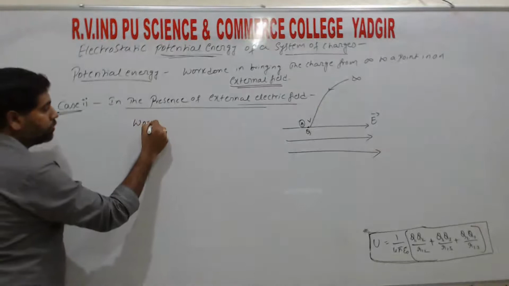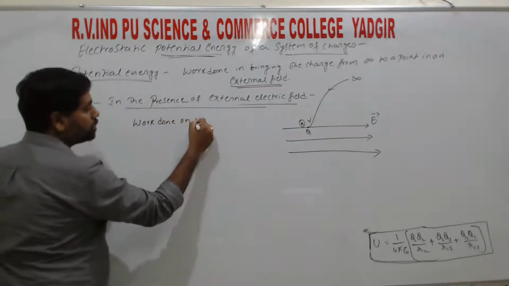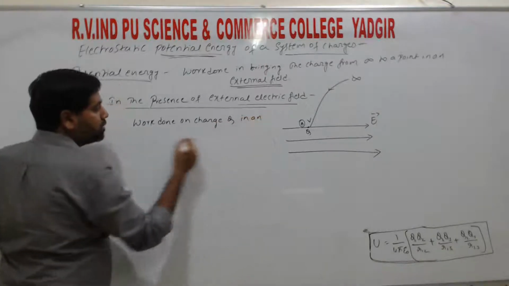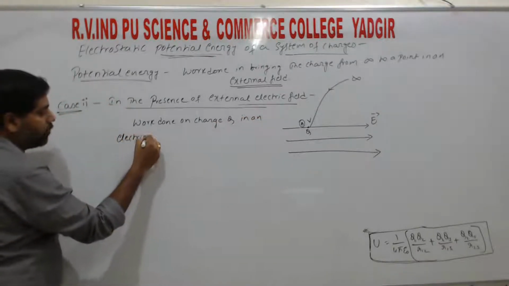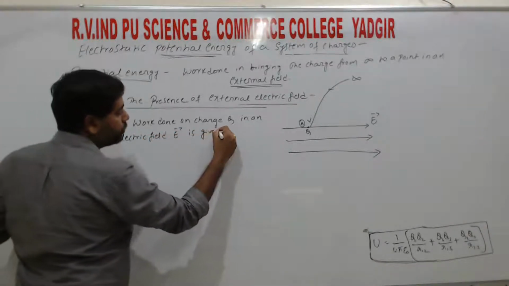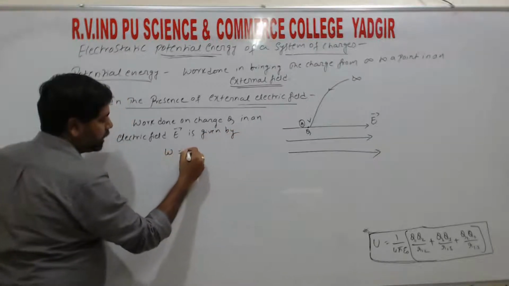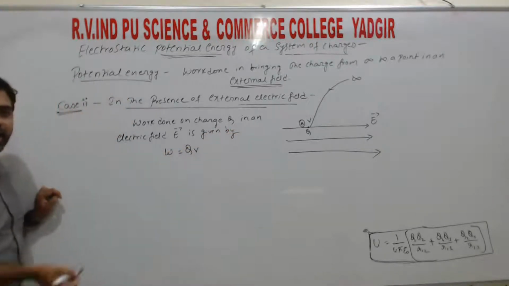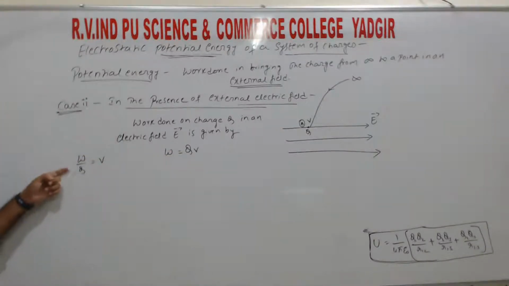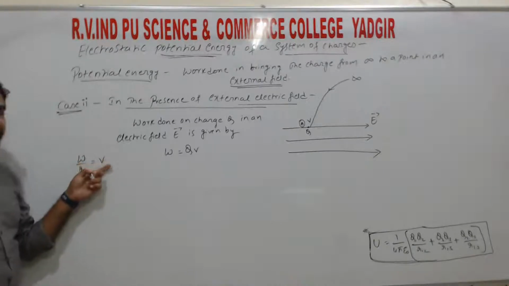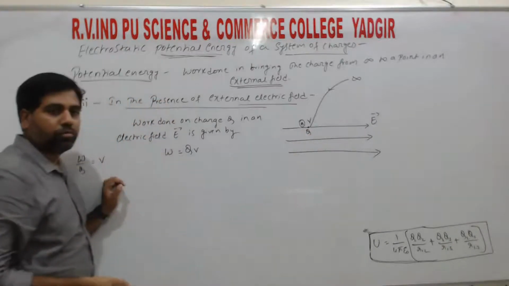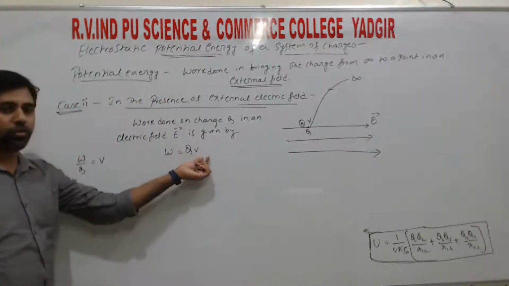So the work done on a charge Q in an electric field E is given by W is equal to Q into V. Again, this is by the relation W by Q is equal to V. Work done per unit charge is equal to the potential, right? So at this point we have the potential V and we bring the charge Q, right? Hence the work done is equal to Q into V.